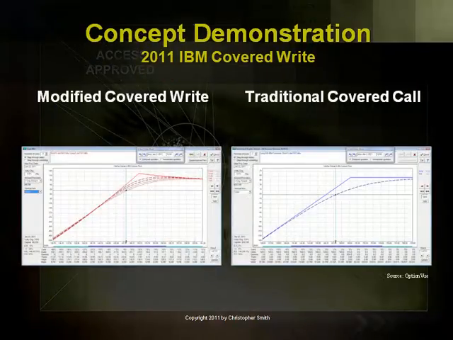All right, so here we've got graphs for the modified covered write. You're going to hear this called by different names. You're going to hear some people call this a time spread or a diagonal spread, or covered write. They're all describing the same thing. One term is not better than the other.